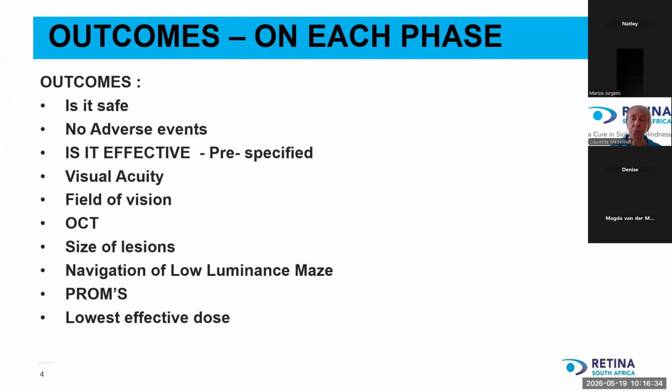Or, for example, in Stargardt's disease, one of the features is a build-up of lipofuscin in the retinal pigment epithelial layer, and those lesions can be measured. And if with the treatment those lesions get smaller or they don't grow, that might be already a sign. And the newest one, of course, is the navigation of a low luminance maze.